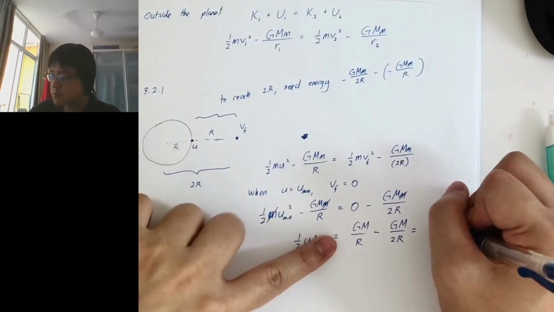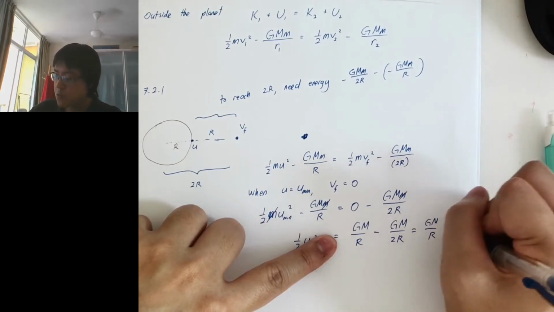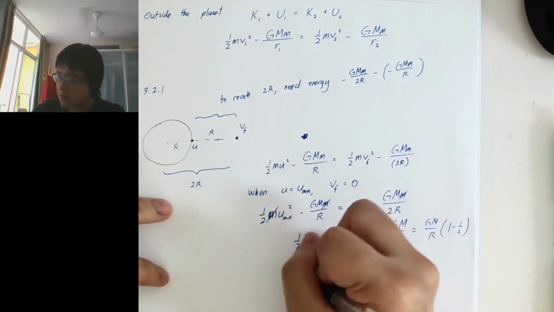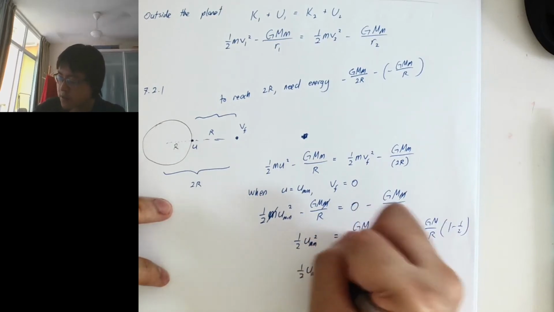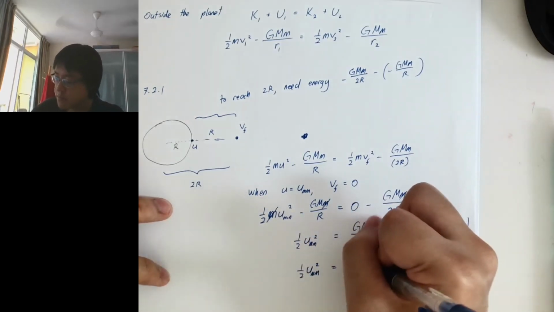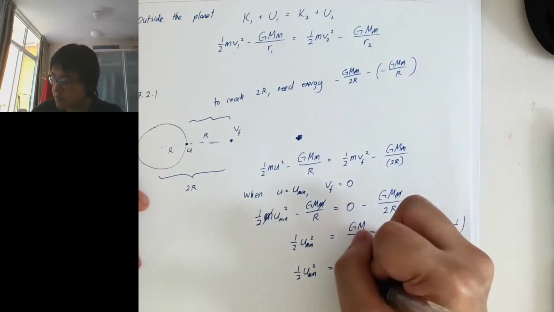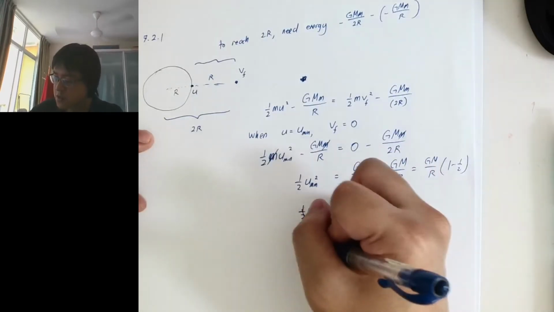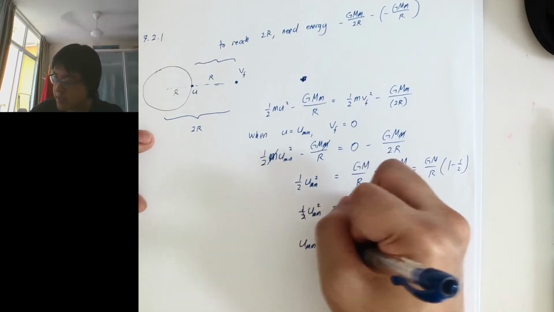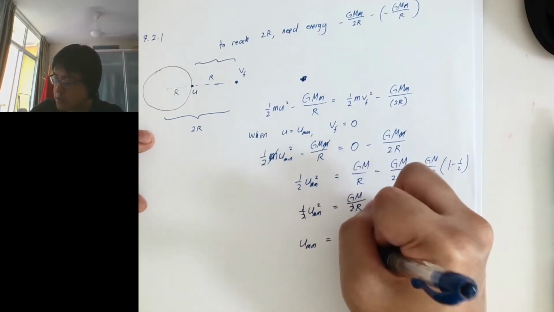So this is GM over r times 1 minus half, so I get another half. So half u minimum square is equal to GM over 2r. I can cancel the 2. So my minimum speed I need is the square root of GM over r.